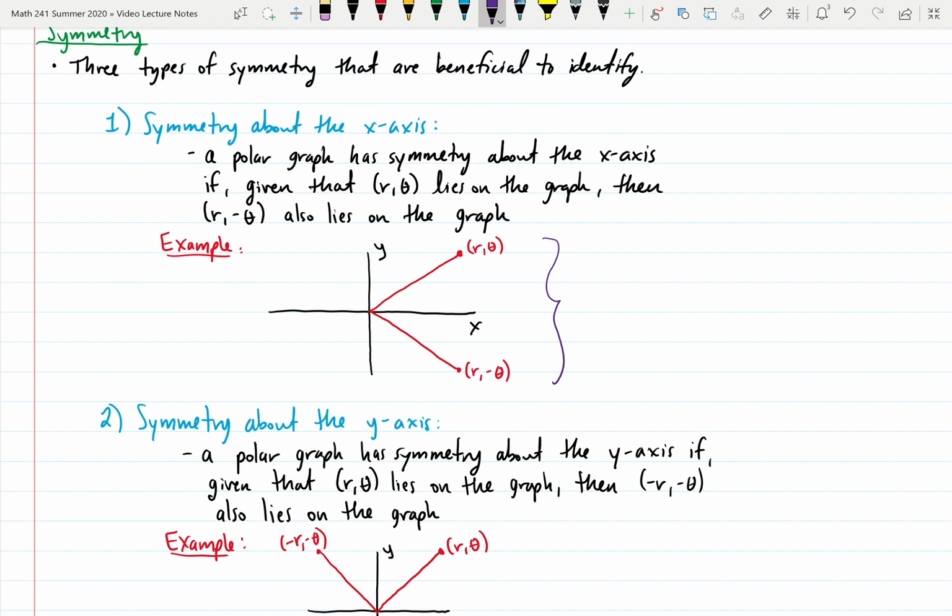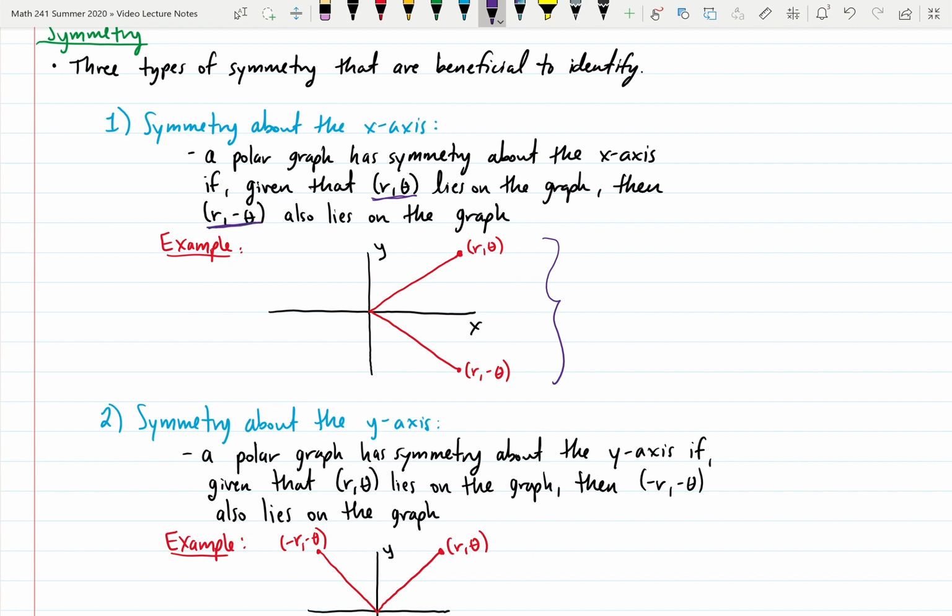Symmetry about the x-axis just means that if my function looks a certain way above the x-axis, then it's going to have a mirror image below the x-axis. But if we have to rigorously define what that means, it means that if you have a point (r, theta), as I have listed here, and that point lies on the graph, then it would imply that the point (r, minus theta) also lies on the graph.